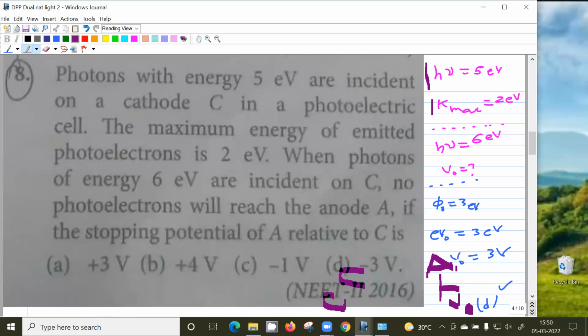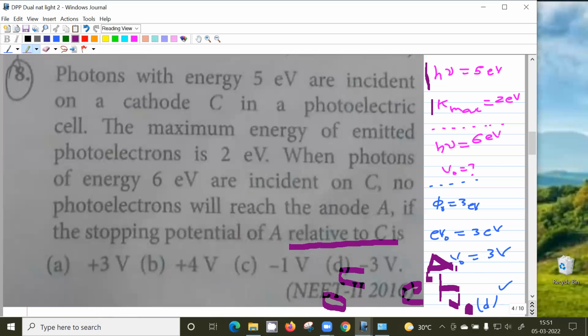If I assume this is 0, relative to C means assume C is 0. Like in relative velocity of B with respect to A, it's VB minus VA, right? Yes, sir. So if VA is 0, the relative velocity is the same as VB. So relative to C means C is the reference, so C is 0 voltage. So when C is 0 voltage, the anode has to be negative. So it should be minus 3. Only then will it repel the electrons.